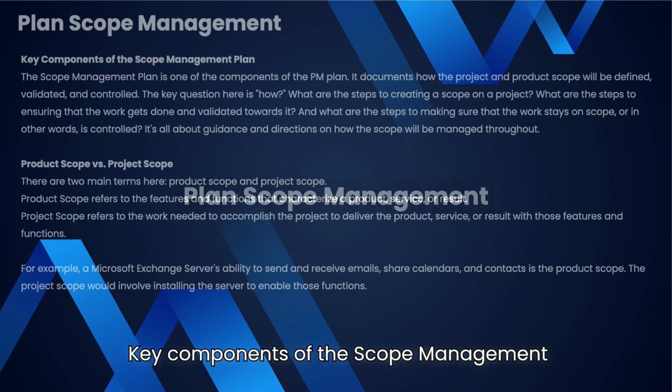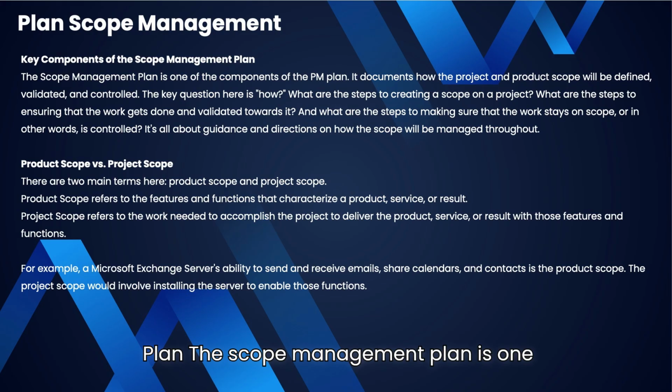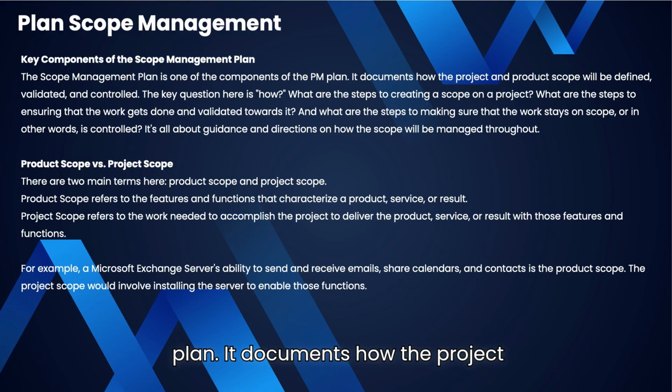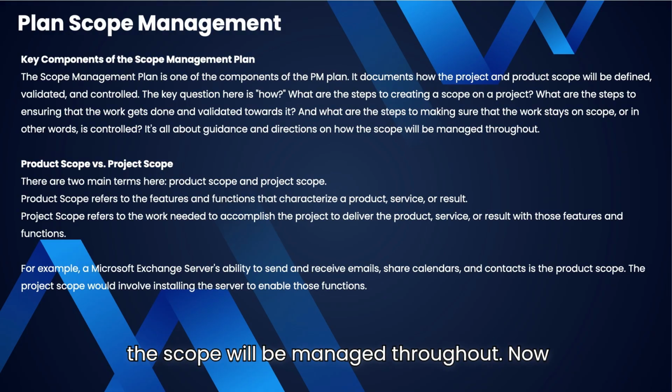Key components of the scope management plan. The scope management plan is one of the components of the project management plan. It documents how the project and the product scope will be defined, validated and controlled. The key question here is how. What are the steps to creating a scope on a project? And what are the steps to ensuring that the work gets done and validated towards it? And what are the steps to making sure that the work stays on scope, in other words is controlled? It's all about guidance and directions on how the scope will be managed throughout.